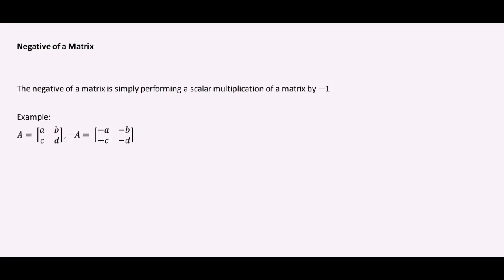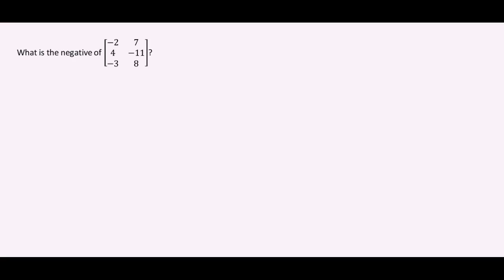So the negative of a matrix simply means performing a scalar multiplication of a matrix by negative 1. So what that means to us is that we're going to multiply every term in the matrix by negative 1. So let's look at the negative of this matrix. All we're going to do is multiply everything by negative 1.